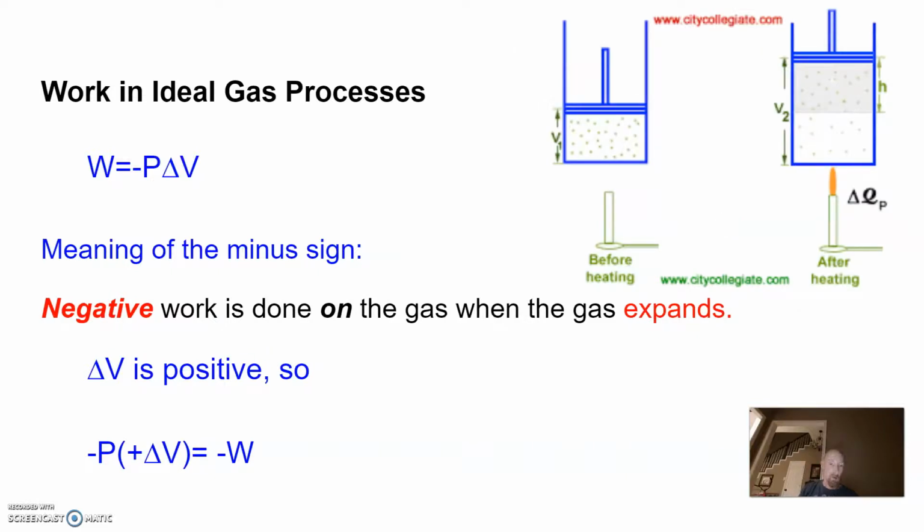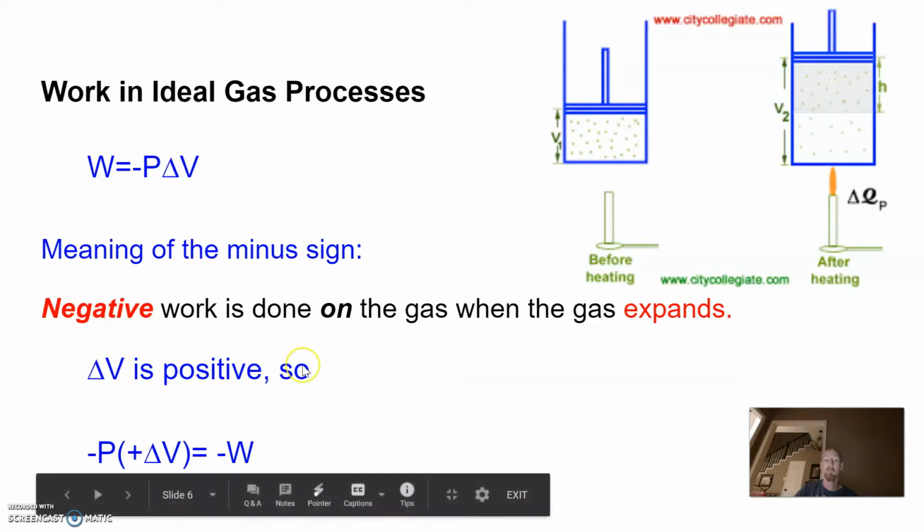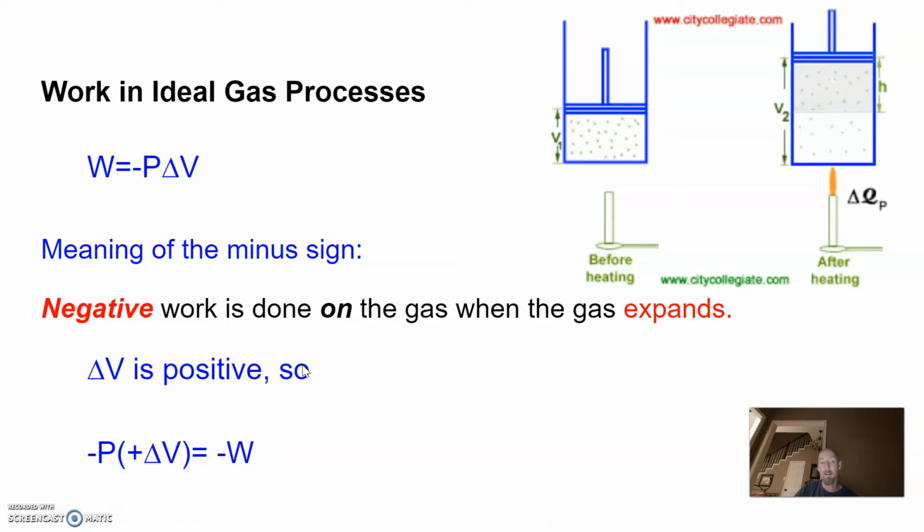We will have negative work on the gas when the gas expands. So here, if we have a gas and we heat the gas, it will expand. It can push the piston up if it's unlocked. We have a positive volume change. We have a larger volume after. We have a smaller volume prior. So we have a positive volume change. When you take a plus and multiply by a minus, you get a minus. So negative work is done on the gas when the gas expands.